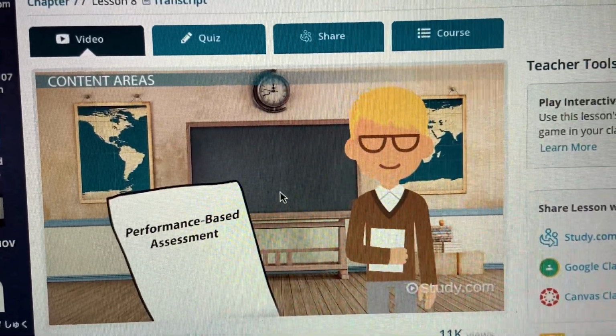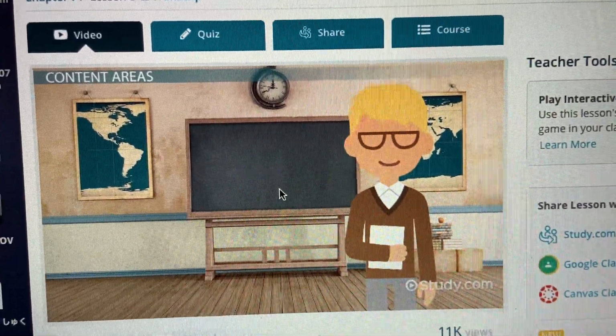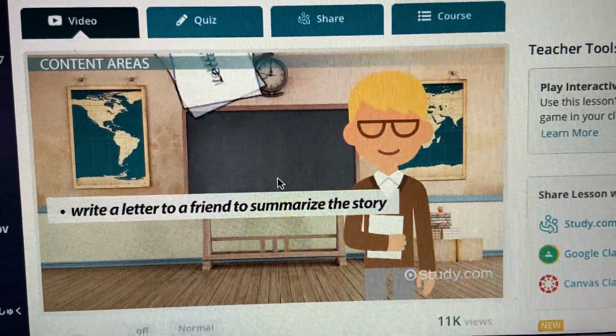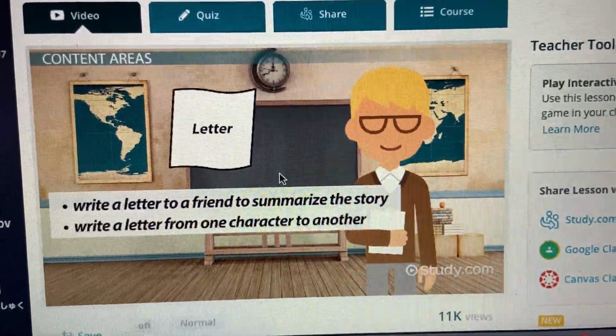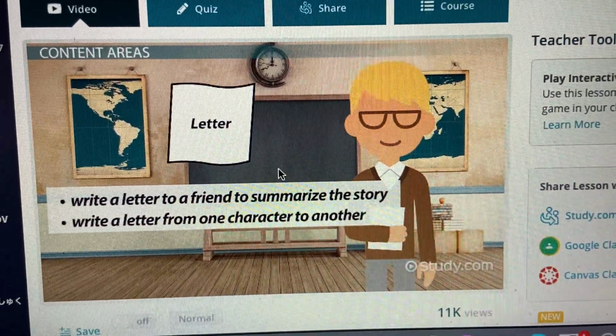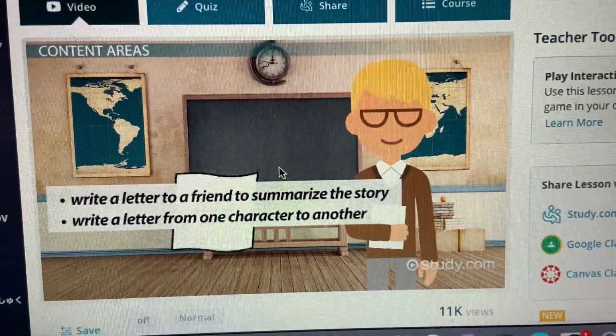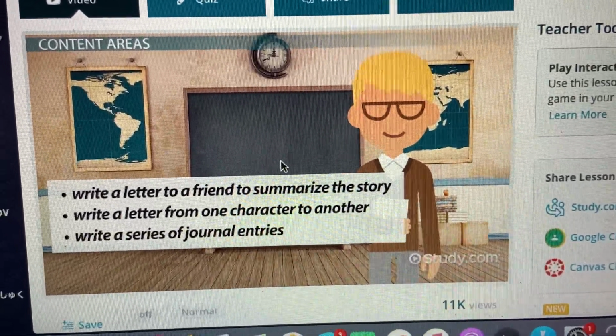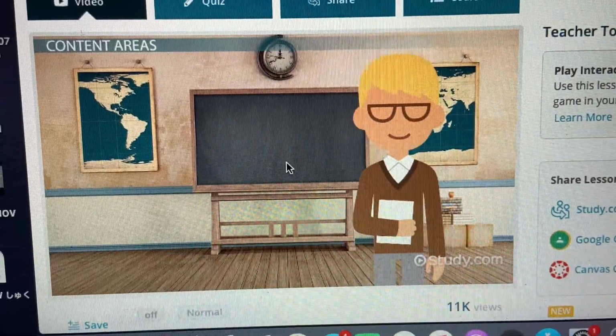For example, after reading a story in class, students could write a letter to a friend to summarize the story, write a letter from one character to another in the story, or assume the role of one of the characters and write a series of journal entries to describe the character's thoughts and feelings.